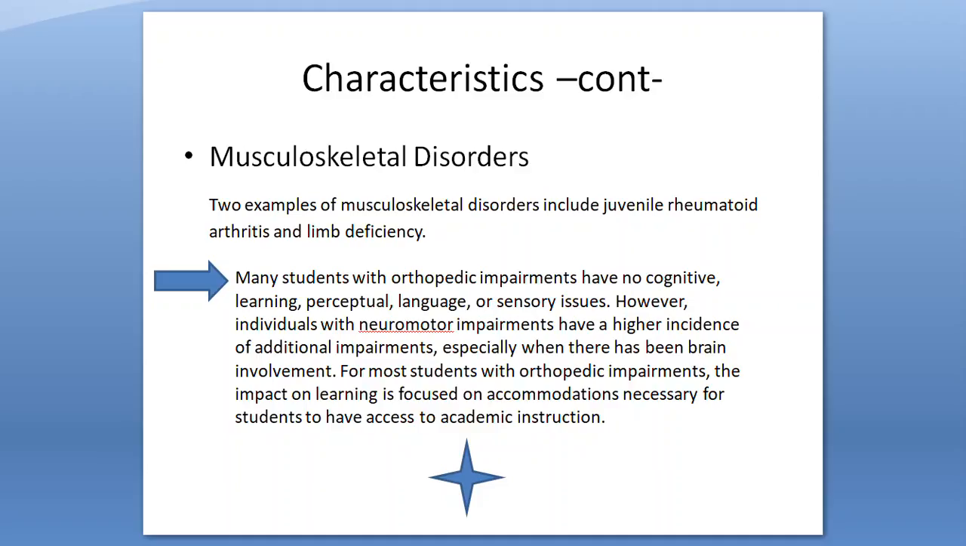Students with orthopedic impairment have no cognitive learning problems, or perceptual, language, or sensory issues. However, these individuals have a higher incidence of additional impairments. Just because of the brain trauma, sometimes they have additional neurological problems that need to be addressed. So usually these students will have multiple issues.